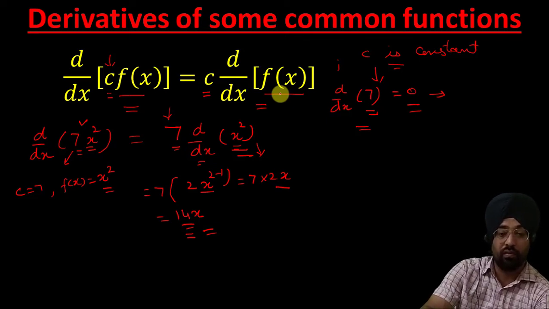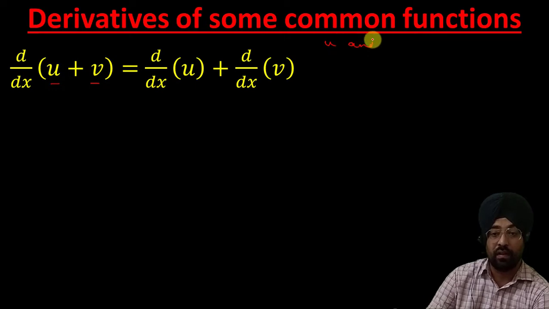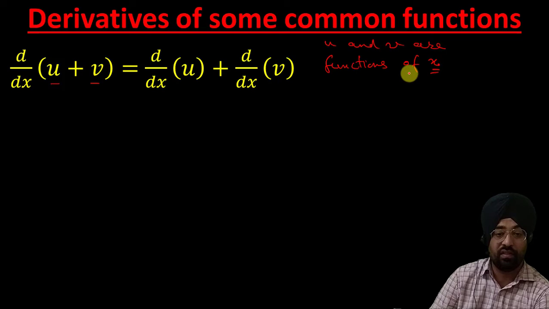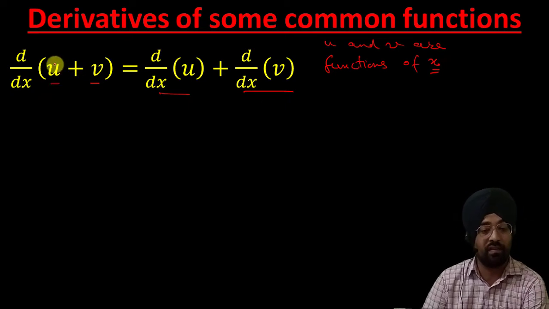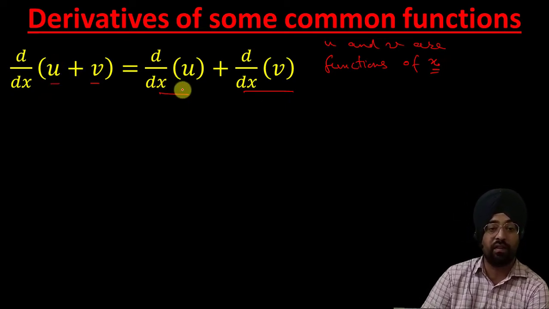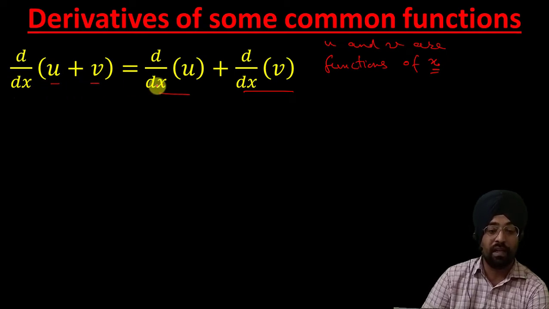Now let us move to next formula. Now suppose we have sum of two functions where u and v are functions of x. Then derivative of u plus v becomes derivative of u plus derivative of v. So this is how when we are given sum of two functions, then we apply this formula. This derivative goes to individual functions, d by dx of u plus d by dx of v.